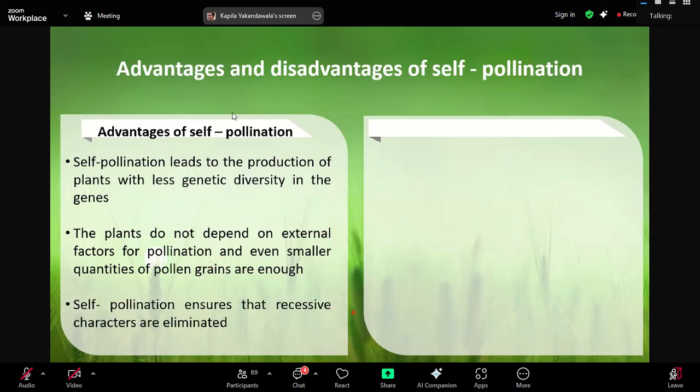Third one, if self-pollination is going to happen, all the recessive characters, undesirable recessive characters will be eliminated from the population.